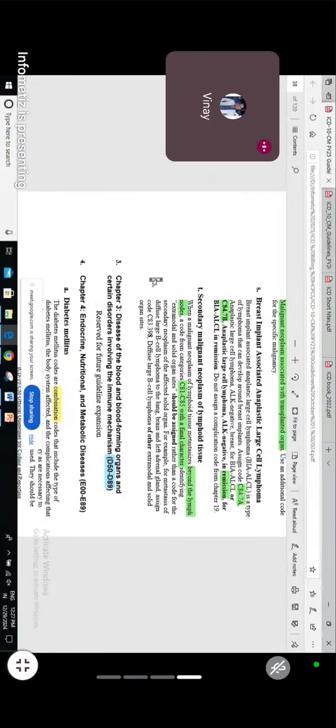The code series for type 2 is E11. E for diabetes, 11. 1 plus 1, 2: type 2.